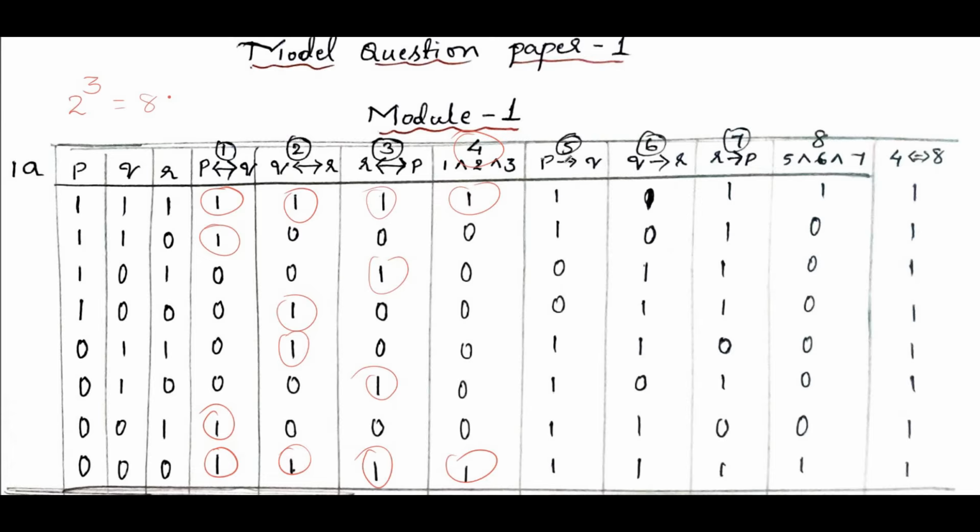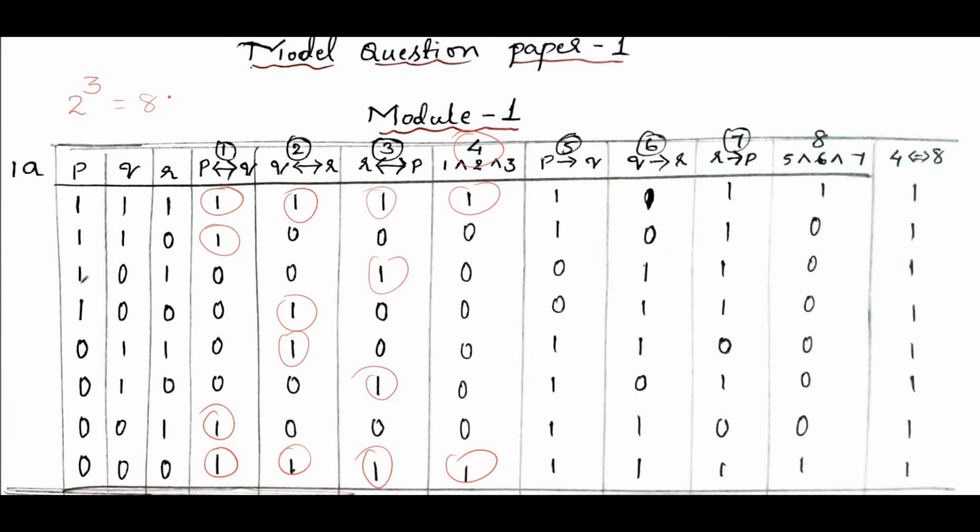So when I come to column number 5, similarly, when I observe the right hand side of the logical equivalence, I have the simple compound proposition P implies Q. You need to know the conditional truth value. When we say what is the truth value for conditional, if P is true and Q is false, it is false.